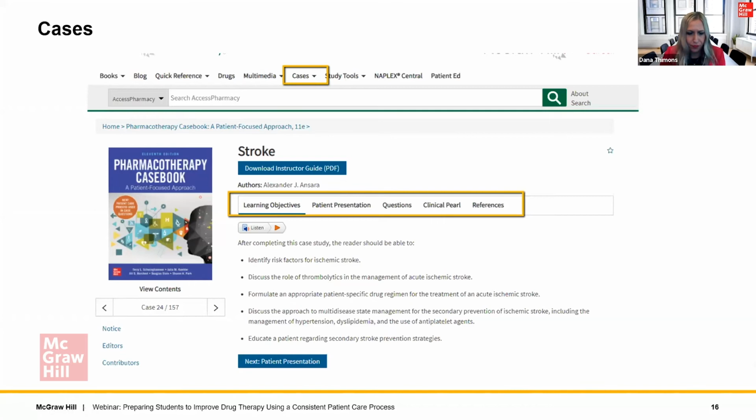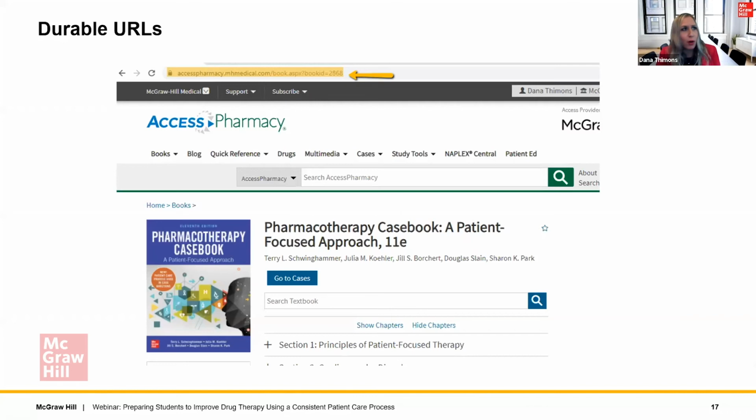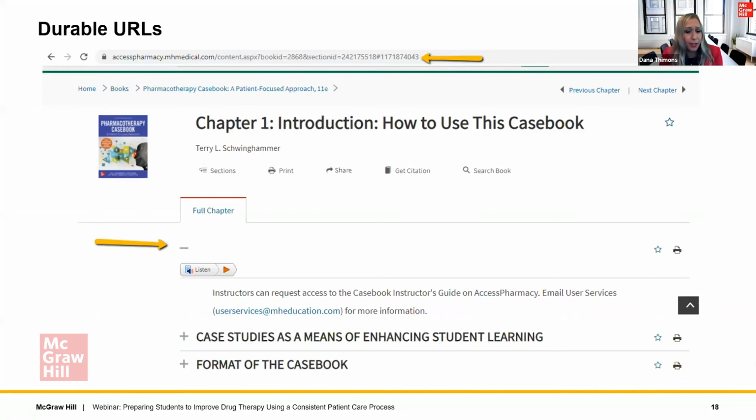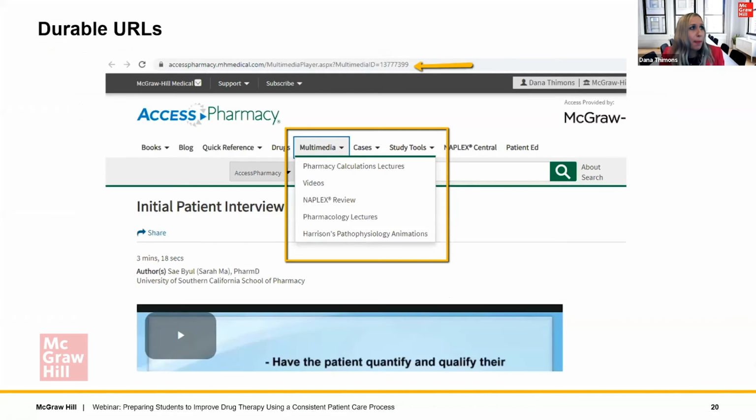All of the books on this site have durable URLs. And so if you wanted to share a book in your learning management system, you can copy the link and then paste that in. The chapters and sections also have durable URLs, so that makes it easy for you, again, to assign readings to the students. And the cases have durable URLs, as well as the multimedia. So you could also share a video or any of the lectures on the site.